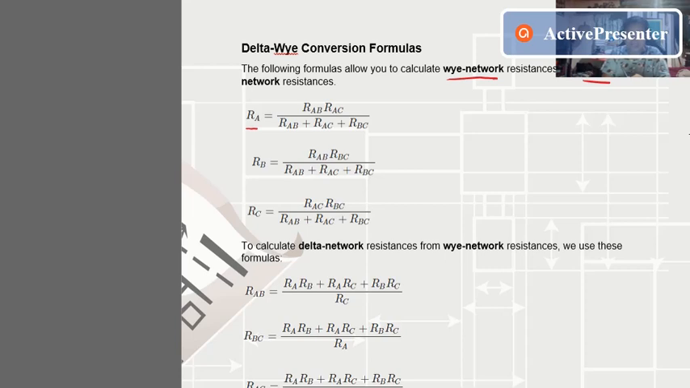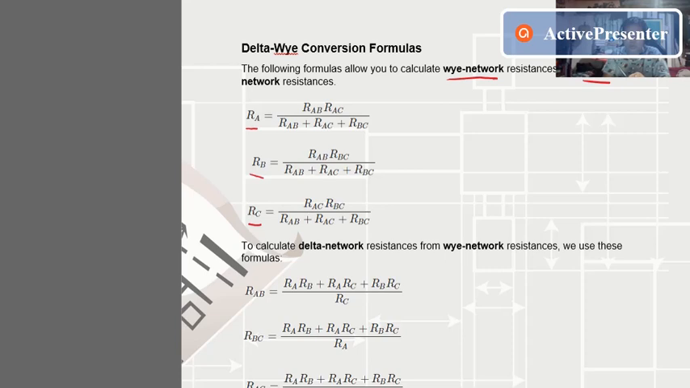Same for RB, the denominator is the same as for RA, the only difference is the numerator, which is RAB multiplied by RBC. Same for RC, RAC multiplied by RBC divided by the sum of the three resistors. So this is the formula to convert from delta network to Y network.